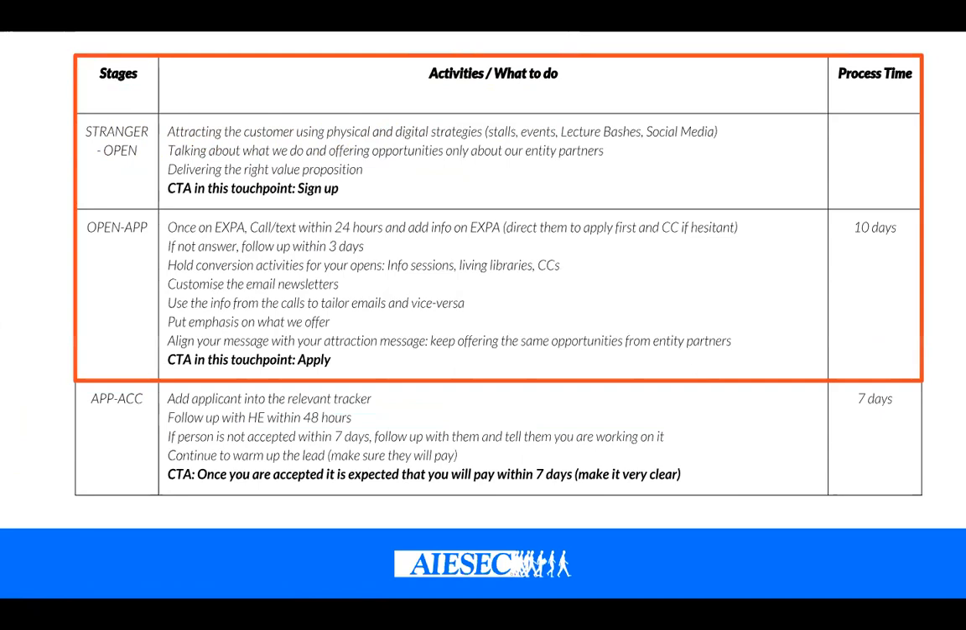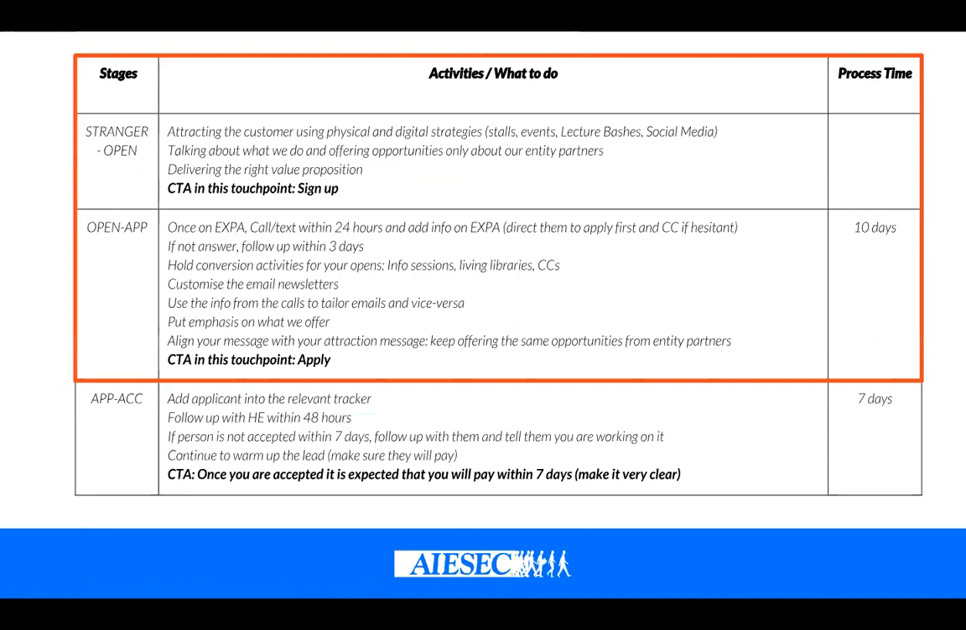So on the left column, we have our customer stages. So these are the statuses that we talked about under each customer flow. You can see on this snapshot is from stranger to accepts. In the middle, we have the activities and what we do in each stage, helping a customer go from one status to another status. And on the right-hand side, we have what we call our process time. And our process time is how many days we aim to deliver these activities by. And yeah, so let's get into it.